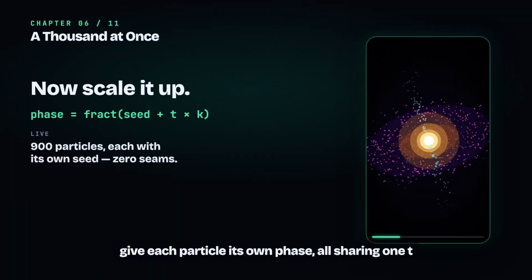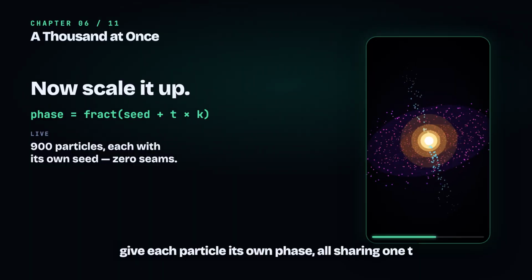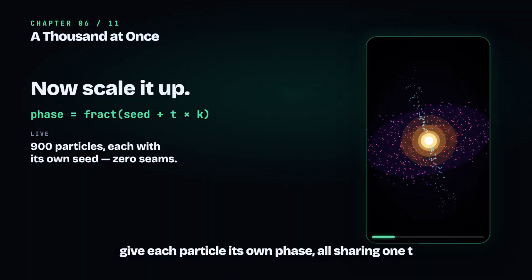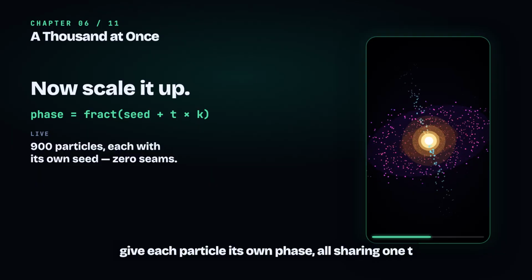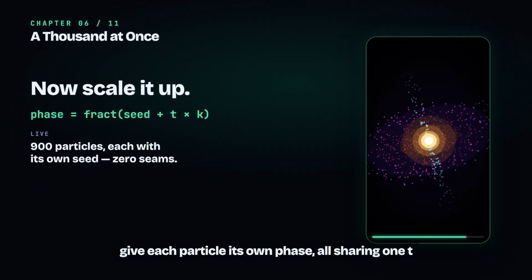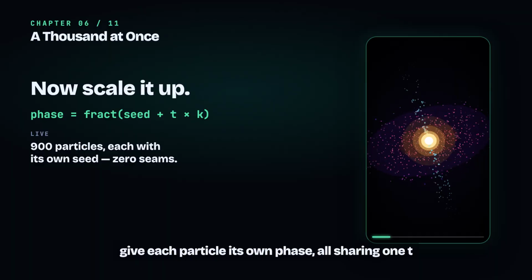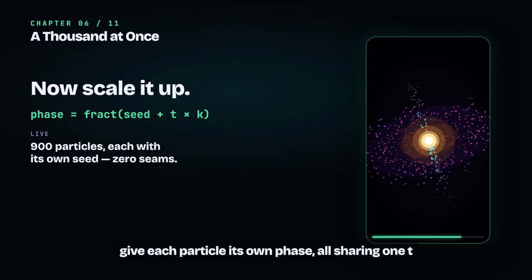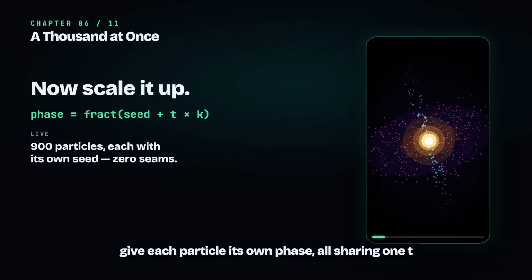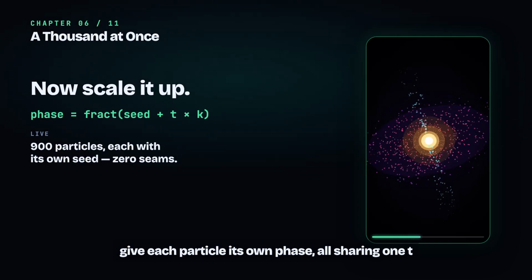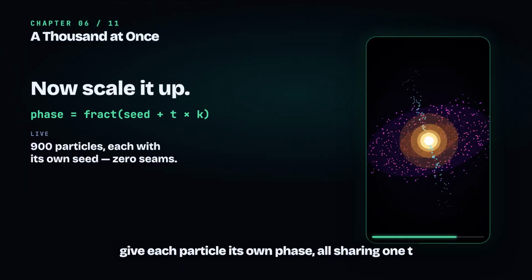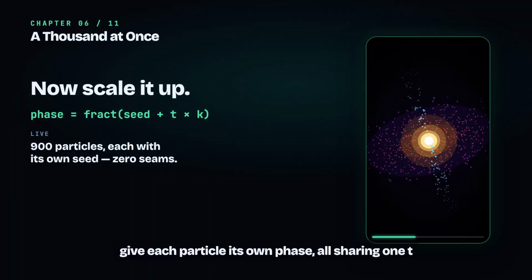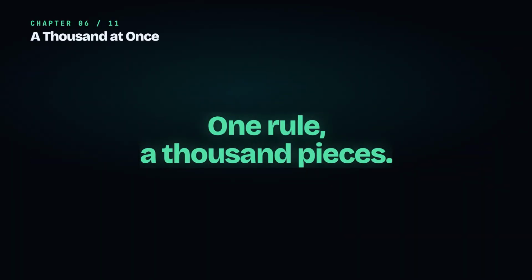But here's the payoff. Every particle shares the same t, and t loops perfectly. So at the exact instant t returns to 0, every single particle, all 900, each on its own path, resets in perfect lockstep. Chaos on the surface, clockwork underneath. 900 independent stories, 0 seams. This is the core insight of generative motion. One shared clock, many offset phases. Master that, and you can animate crowds, swarms, star fields, and rain, all looping flawlessly from a single line of math.